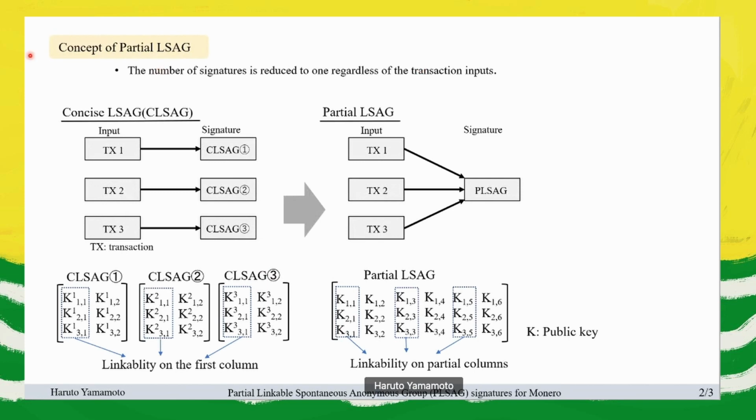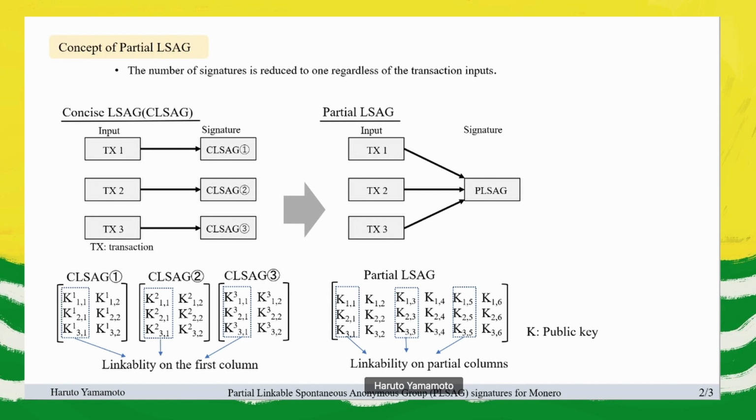Basically, since all transaction data is stored in the blockchain, including Monero, we should reduce the size of each transaction data for better scalability. The LSAG signature accounts for the largest portion of the transaction data in Monero. Therefore, reducing the LSAG signature size is an efficient way to reduce the size of the transaction data.